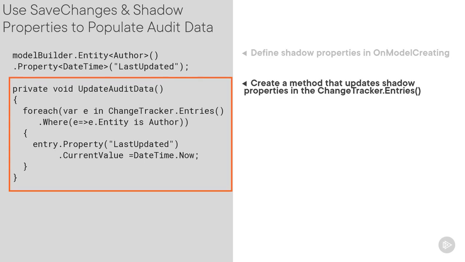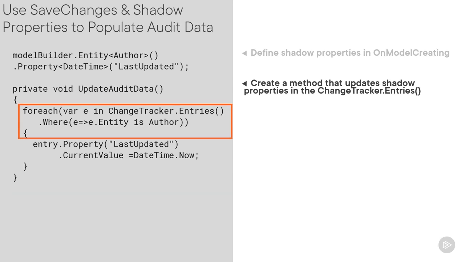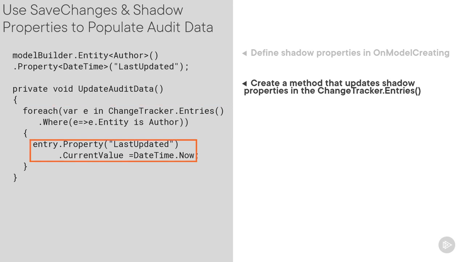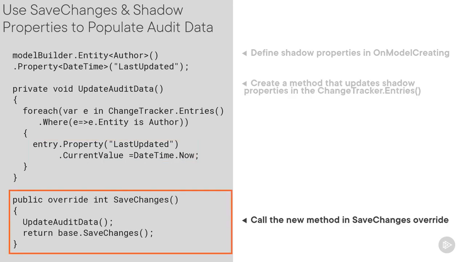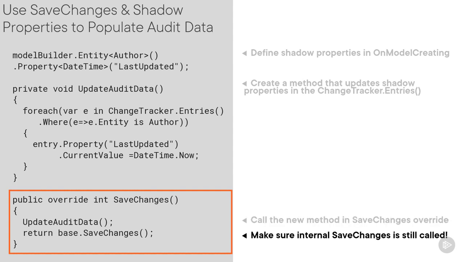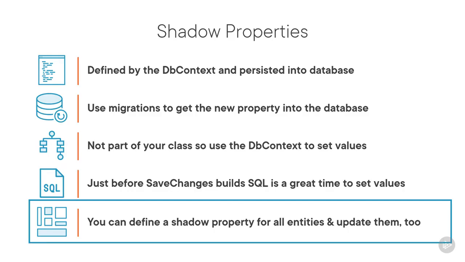Then I have a new method I've named UpdateAuditData, which iterates through any change tracker entries that point to author objects and sets the current value of its LastUpdated property to the current DateTime. And then in my SaveChanges override method, I call my UpdateAuditData method and then base.SaveChanges, returning the results of that call, so that those values will become part of the SQL and get persisted into the database along with the other values. Although it's a bit more advanced, if you wanted every entity to have a LastUpdated shadow property, that's also a possibility.